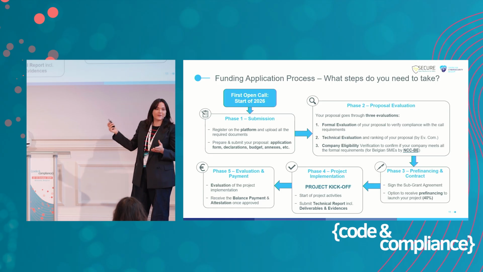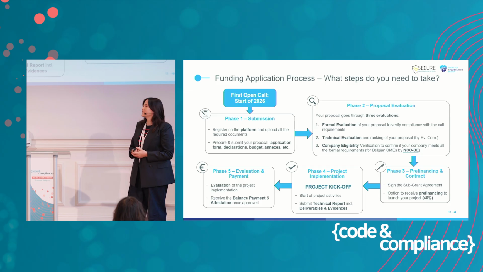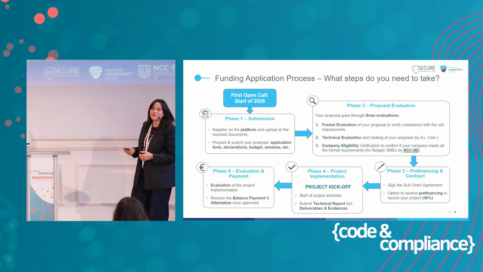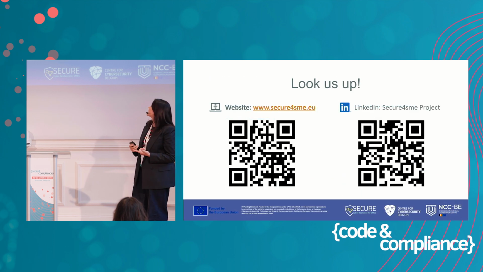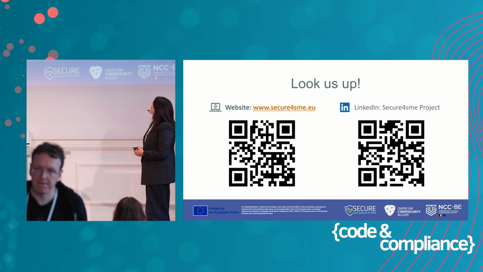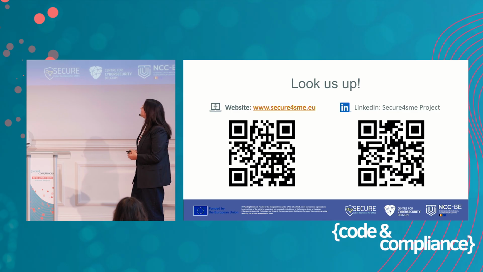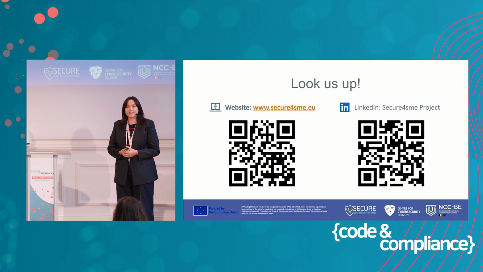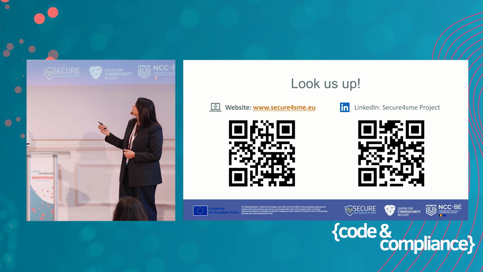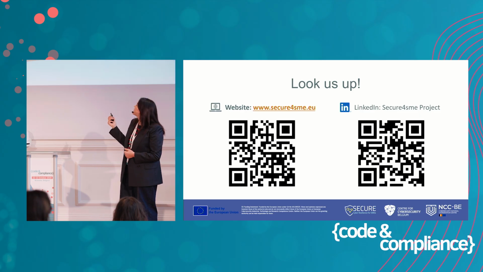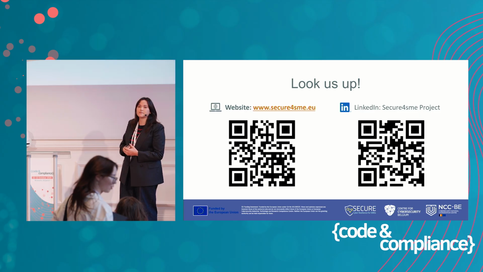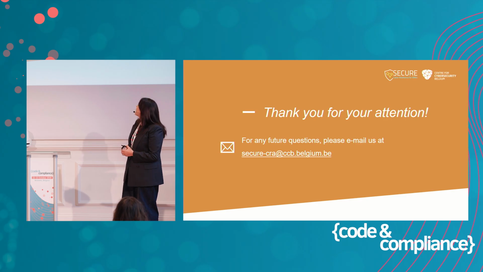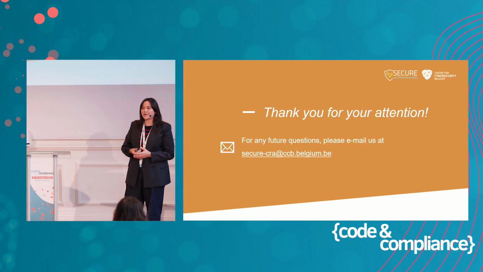So I know this is a lot of information, but please, I encourage you to stay up to date with all our updates, both on the CRA and our project activities. So please, if you're interested, you can scan the QR codes. But if something is not really clear, you can always contact us at securecra@ccb.belgium.be, and we will help you and guide you through the Secure project.